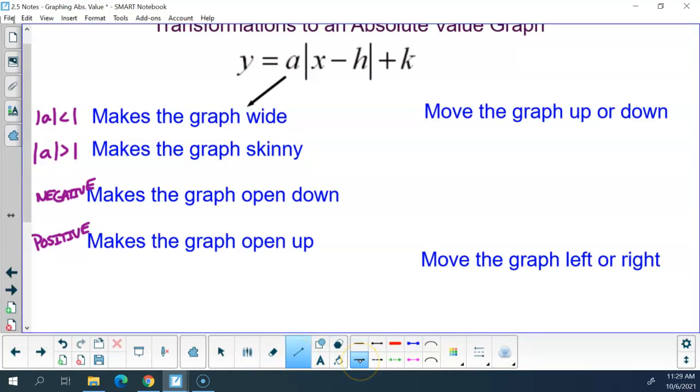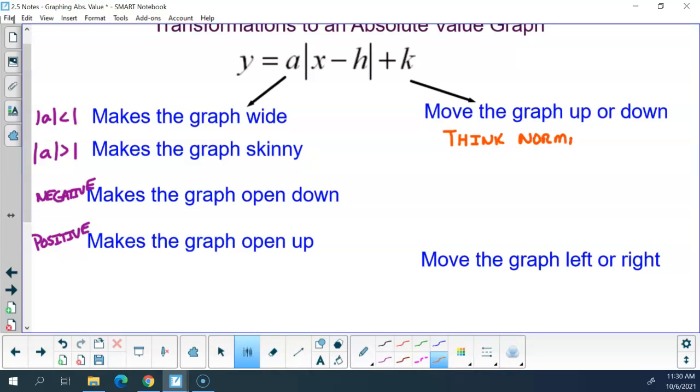K is going to move the graph up or down. So K is going to shift that vertex off of the origin up or down. And the nice thing is with K is we think normally with K. So if it's plus 3 at the end, then you would shift your graph up 3. If it's minus 17 at the end, you would shift your graph down 17.